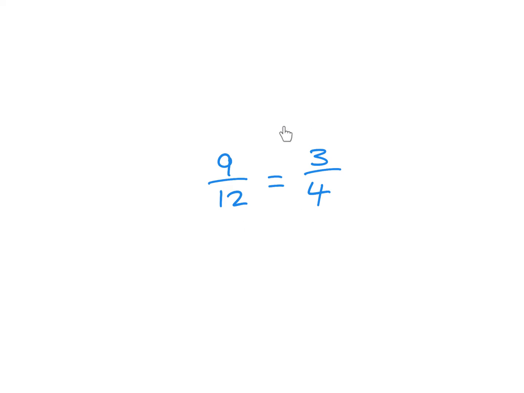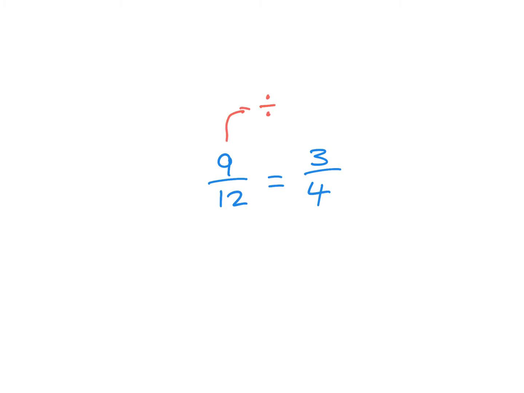In this example, I've gone the other way. I've given you quite a big fraction, and I've given you a smaller fraction over here. But this big fraction is equivalent to this smaller fraction. So what did I do with the 9 to arrive at 3? Well, quite simply, I did a division sum. I divided by something.